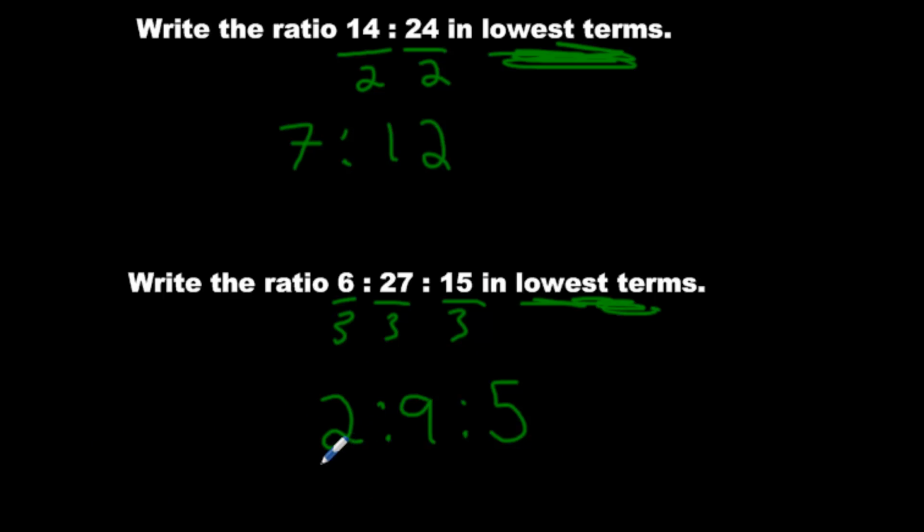Now, let me touch on this. Are you allowed to do this? Are you allowed to divide this by 2 and divide this by 3 and divide this by, let's say, 5? Do it like this. Are you allowed to do that? No way, because you have to divide by the same number. So don't do this. Let's get rid of it.